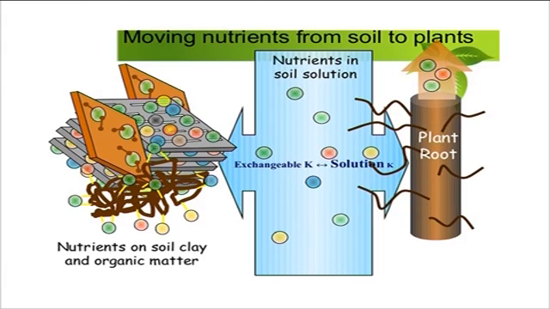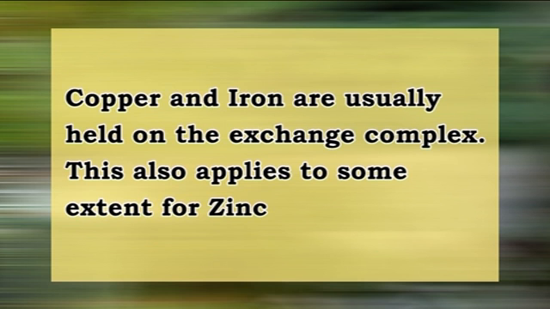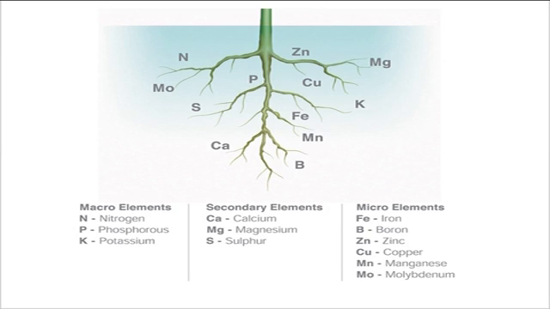Root interception is the growth of the root into contact with ions that are held on the exchange complex of clays and organic matter. Copper and iron are usually held on the exchange complex. This also applies to some extent for zinc. Root interception is important for these essential nutrients.